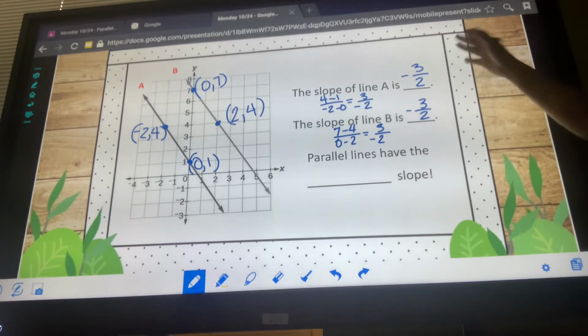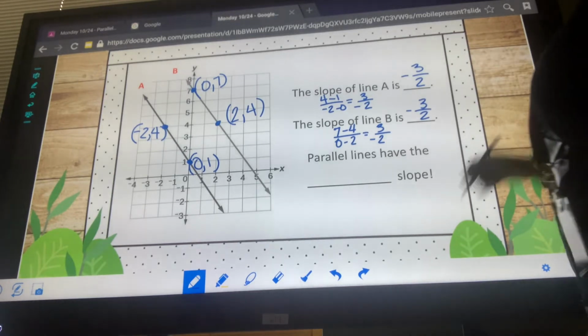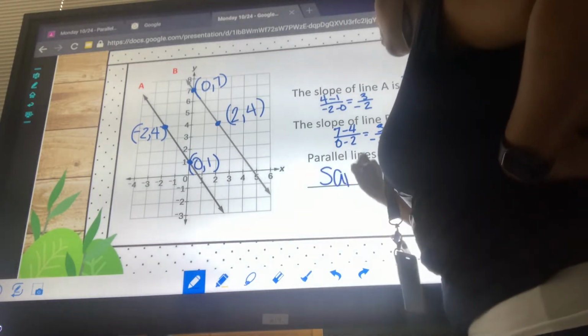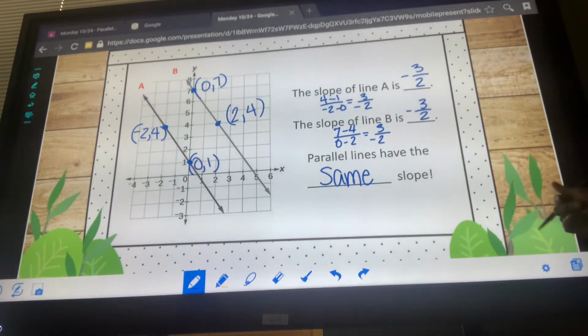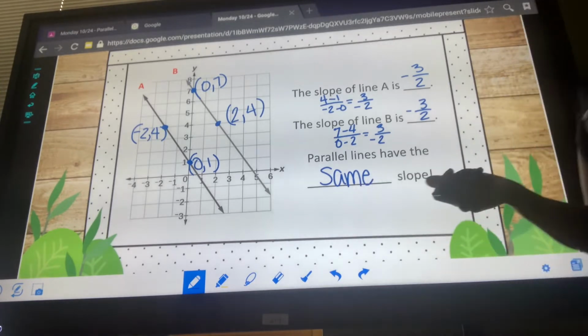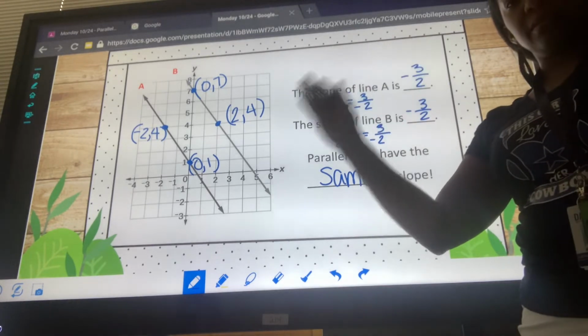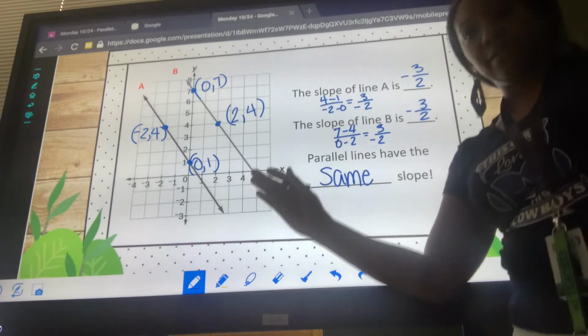So notice these numbers are the same. So that means parallel lines have the same slope. Same slope. Okay? Because they're parallel. I'm not changing the steepness of the line. I mean, the line is not going like this or this. It's just going like this. Okay?